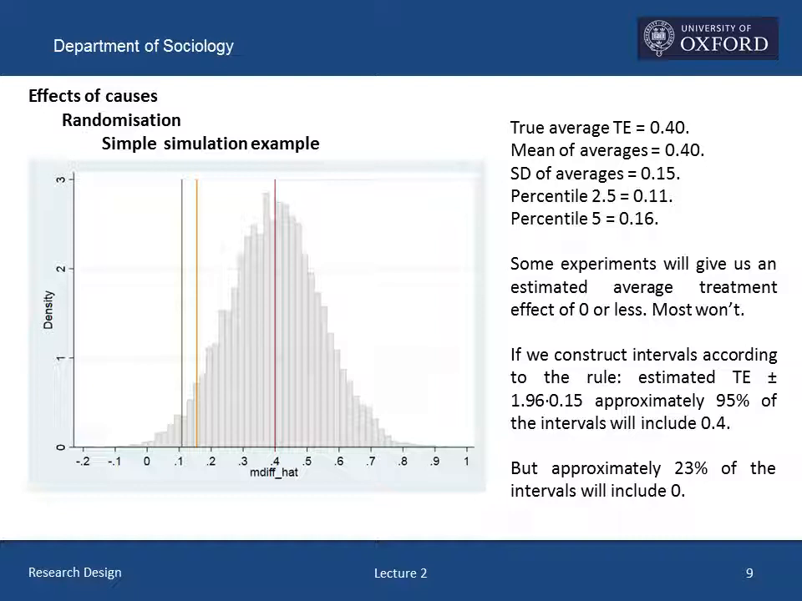So now we have a sense of a plausible range of values for the treatment effect, and a sense of how unlucky we would have to have been not to have calculated one that contains the true average treatment effect within it. You will undoubtedly have encountered this form of reasoning before. It's what you're doing when you construct a confidence interval.